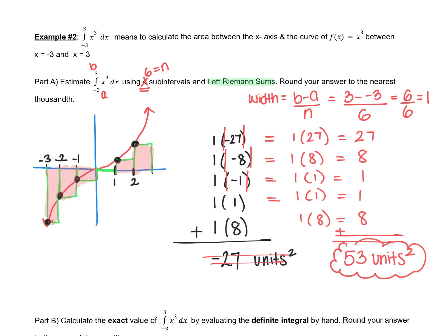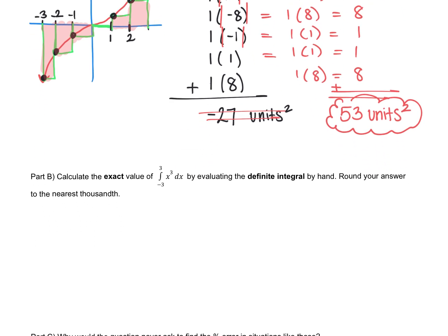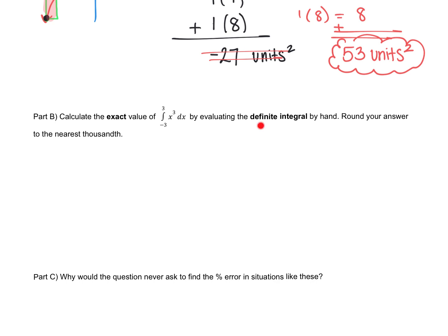So now I'd like to use the definite integral by hand and actually find the exact area. So we're going to do now, rewrite it, the integral from -3 to 3 of x to the third dx. So we're going to add 1 to the power and divide by that power. And we're going to evaluate from -3 to 3.